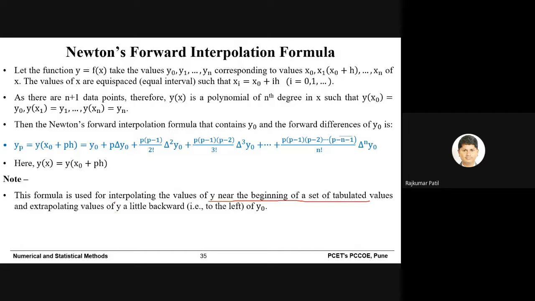Again, sometimes Newton's forward interpolation formula can also be used for extrapolating the values of y a little backward. Suppose the first value is x0, y0, and you may be asked to find the value of y minus 1 for x minus 1, meaning we are going beyond the lower limit of the data set. In that case also, we can use this formula for extrapolating.